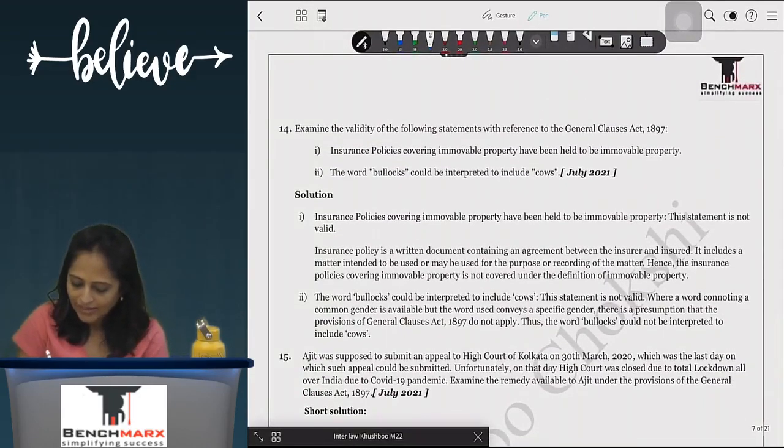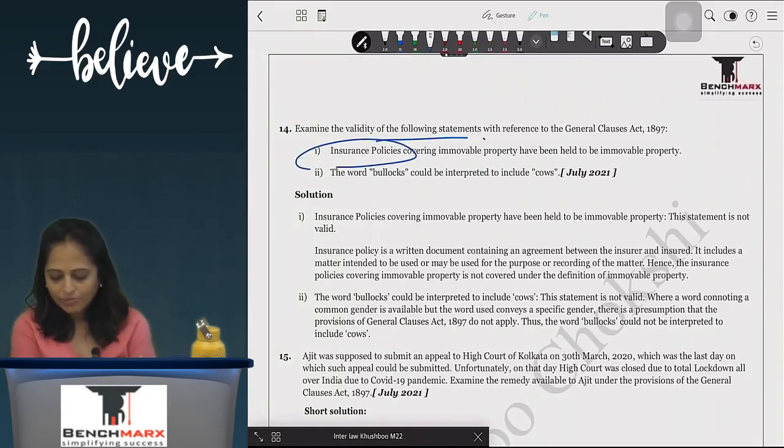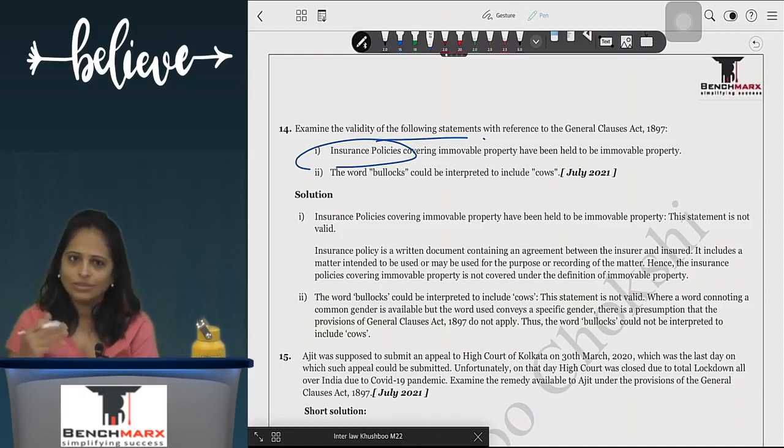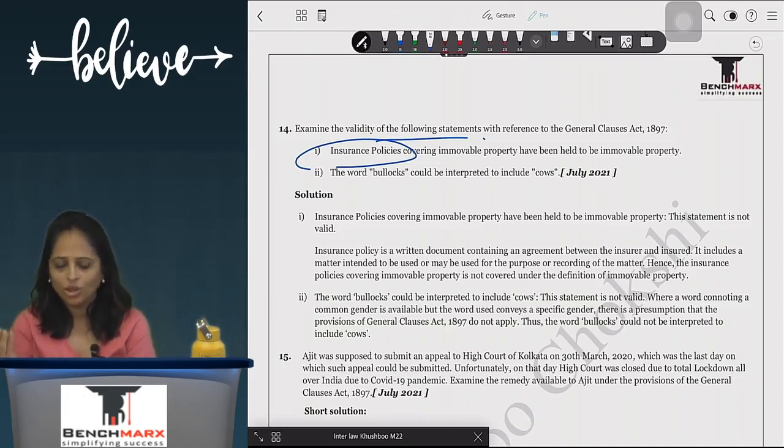Explain the validity of following statements. Insurance policies covering immovable property have been held to be immovable property. ऐसा कुछ बोला है immovable के property में नहीं. So you have to say 4 things: land, benefits arising out of land, things attached to earth and permanently fastened to the earth. यही 4 चीजें. तो insurance policy is none of them, so not valid.